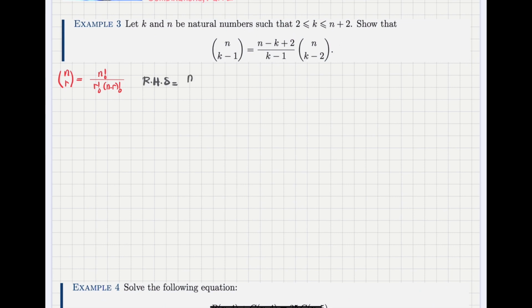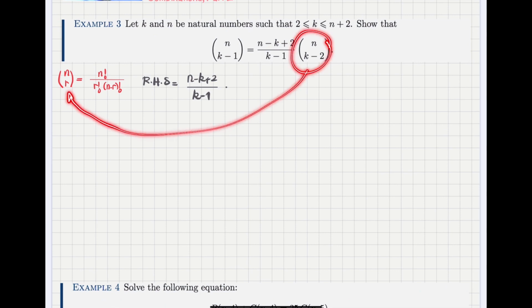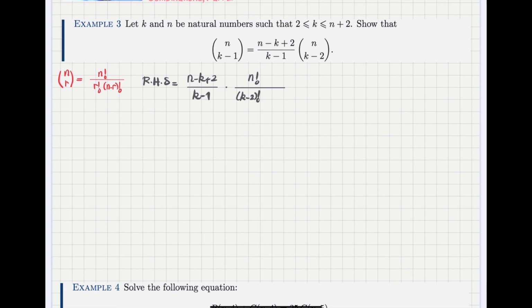So I have n minus k plus 2 choose k minus 1. I compare it with that formula. n is the same, but k minus 1 is playing the role of this r. So I write n factorial in the numerator, and in the denominator I write k minus 1 factorial and n minus r, which becomes n minus k plus 2 factorial.